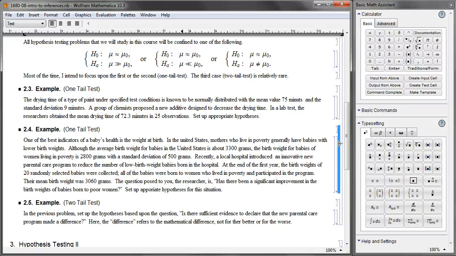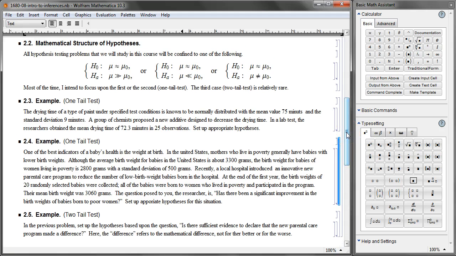Okay, we have to set up hypothesis based upon this question. Has there been significant improvement in the birth weight of babies born to poor women through this new innovative parental care program? And you have to set up hypothesis. The alternative hypothesis is relatively easy to set, I think, in this case, because the question is about whether there was an improvement or not. Improvement means, did it get better? Or did the babies get heavier, more birth weight? So we're talking about this kind of situation.